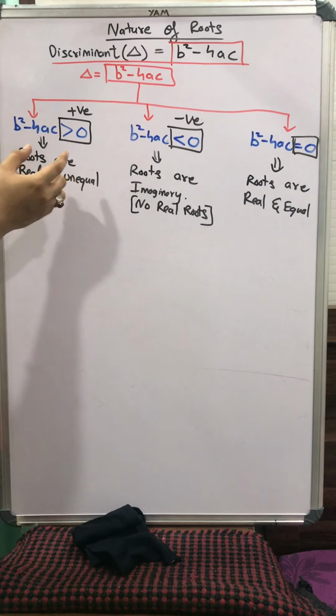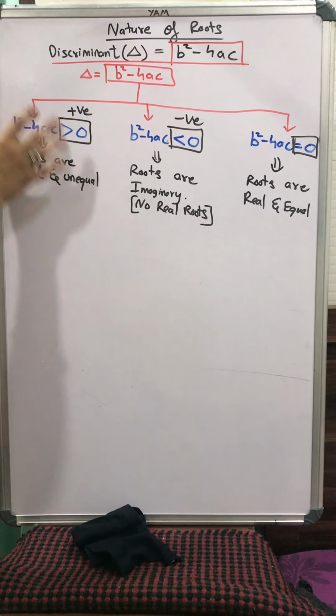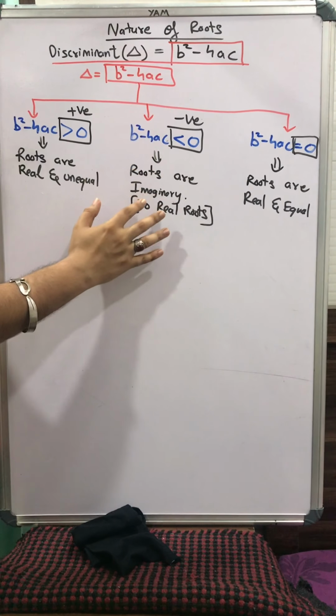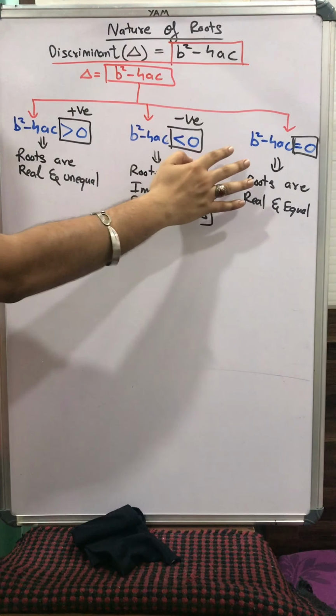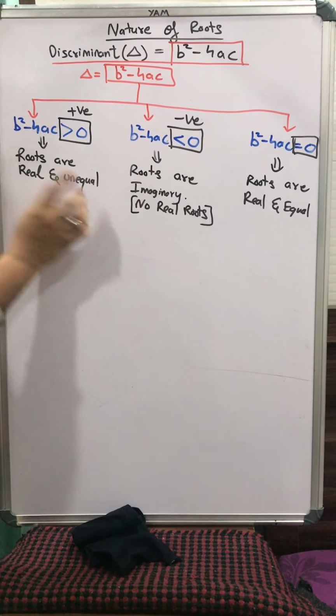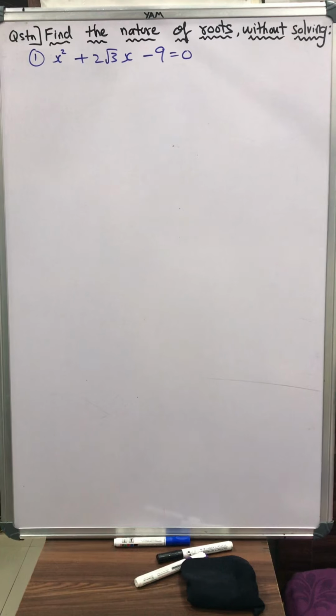So now let's once again summarize. The value of b square minus 4ac, if it is greater than 0 or positive, that means roots are real and unequal. If it's negative, roots are imaginary, that is no real roots. And if 0, that means roots are real and equal. Real and equal. After learning about the nature of roots: b square minus 4ac greater than 0, roots are real and unequal. B square minus 4ac less than 0, no real roots. B square minus 4ac equal to 0, roots are real and equal.